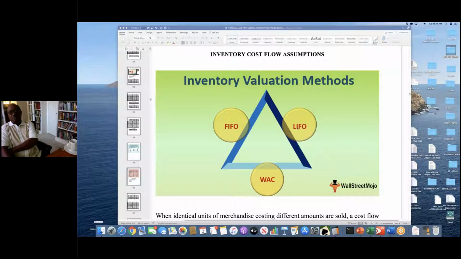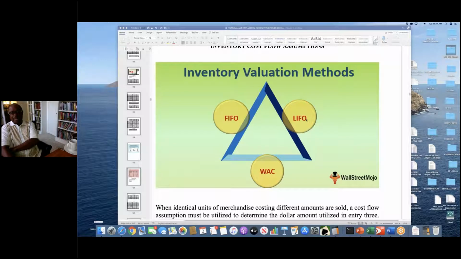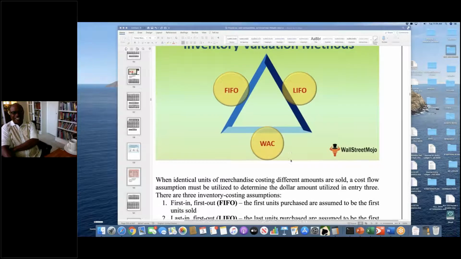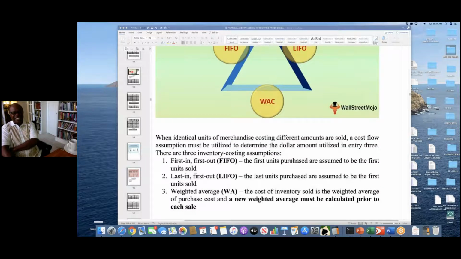B students got to do FIFO and LIFO. A students got to do FIFO, LIFO, and weighted average. Your A students don't have no more edges, sir, because you stressed them all out. No, for real.